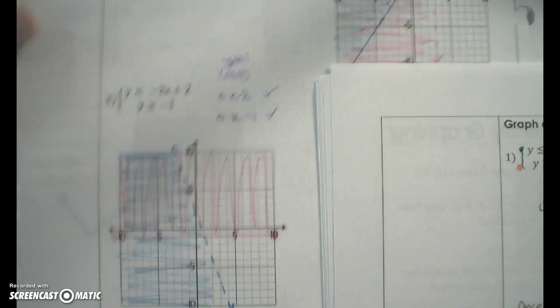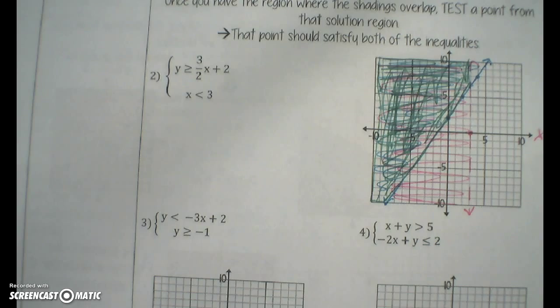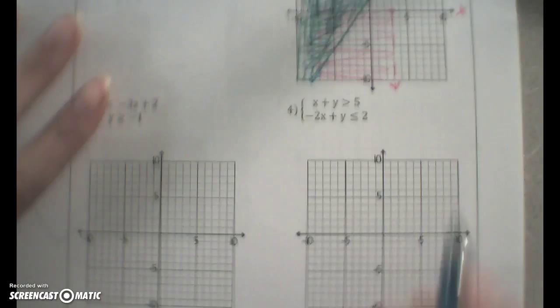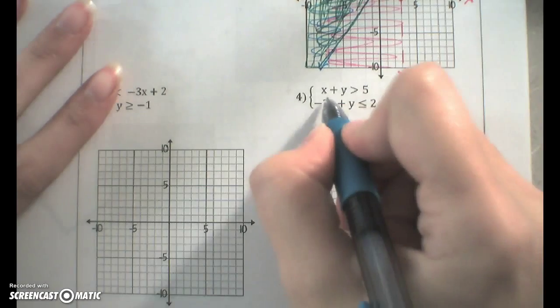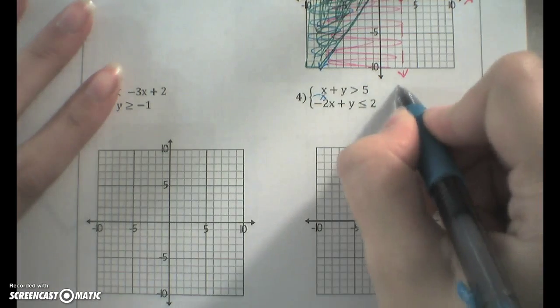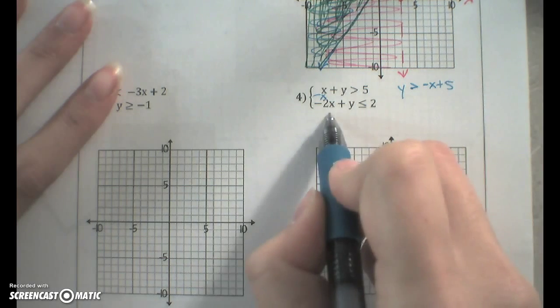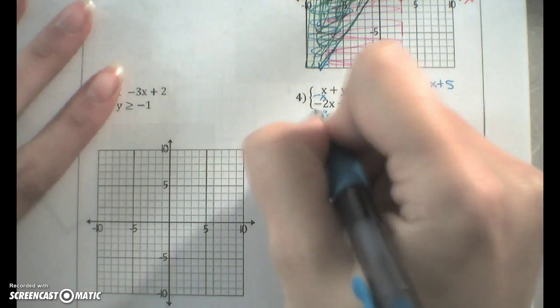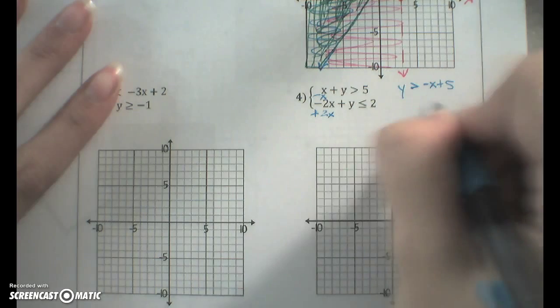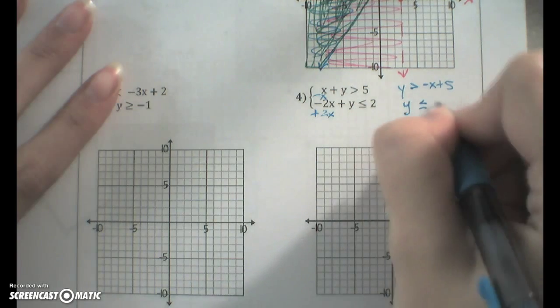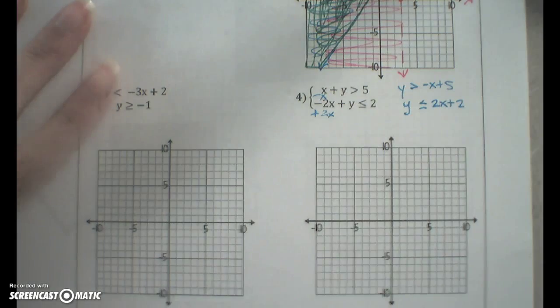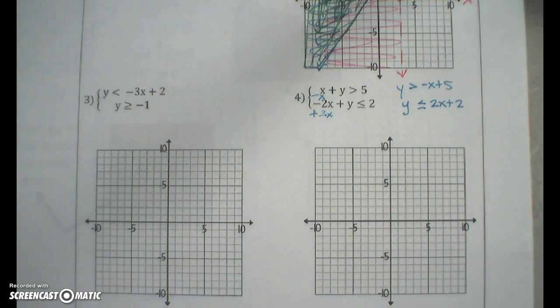All right, so let's take a look at number 4, changing that into slope-intercept form. So our first step is going to be subtract x, so y is greater than -x plus 5. And then for this one, we're going to add 2x to both sides. So y is less than or equal to 2x plus 2. So go ahead and graph both those, shade, and check when you're ready.